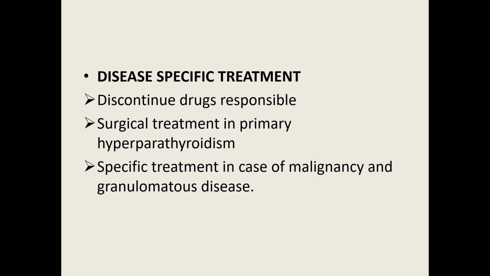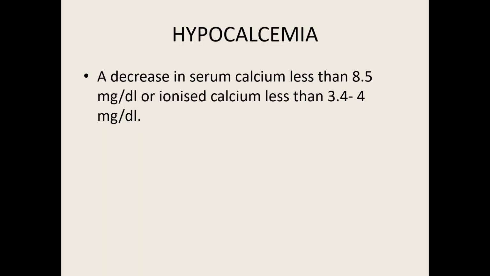Disease-specific treatment includes discontinuing the culprit drugs, surgical treatment in primary hyperparathyroidism, like surgical removal of the parathyroid adenoma, and specific treatment in case of malignancy and granulomatous disease. Now, the second disease is hypocalcemia. It is when the serum calcium level is less than 8.5 milligram per deciliter or ionized calcium is less than 3.4.